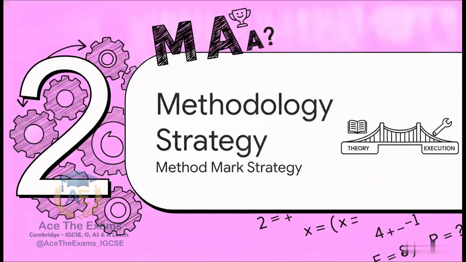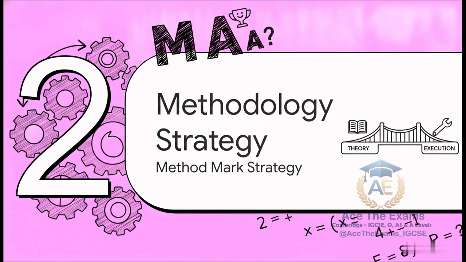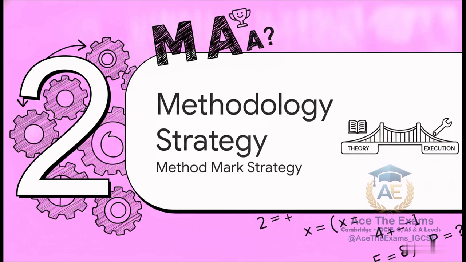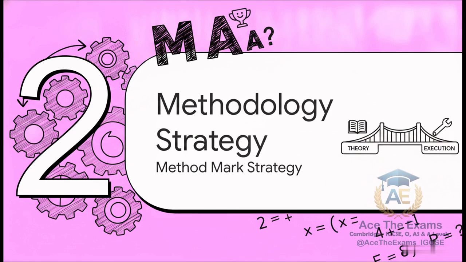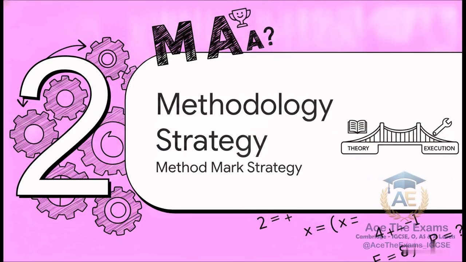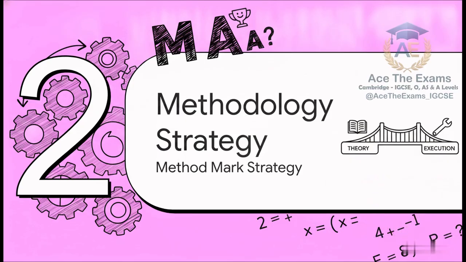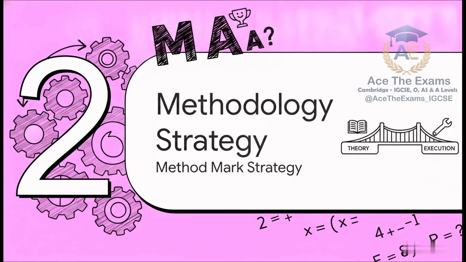Moving on to Section 2, the method mark strategy. Now, what's really interesting about this slide is how it fundamentally changes how you view the marking scheme. In Cambridge mark schemes, you'll see M marks and A marks. A marks are for the final accurate answer, but those M marks, method marks, are awarded heavily for the actual process and presentation. If you master this strategy, you're scooping up points before you even finish the final calculation.